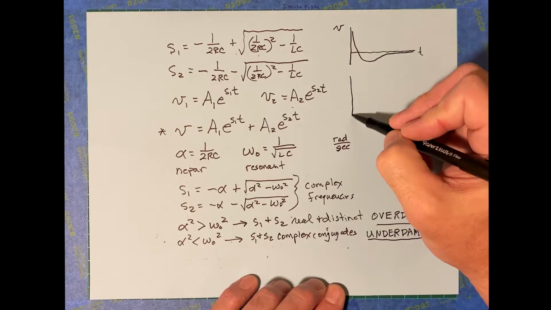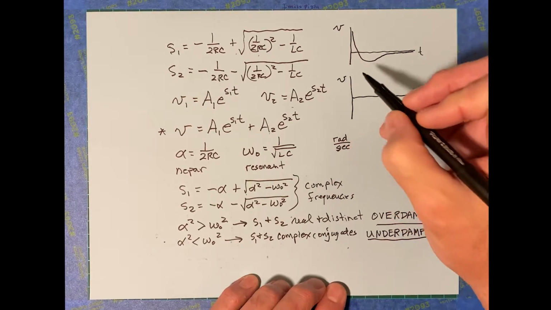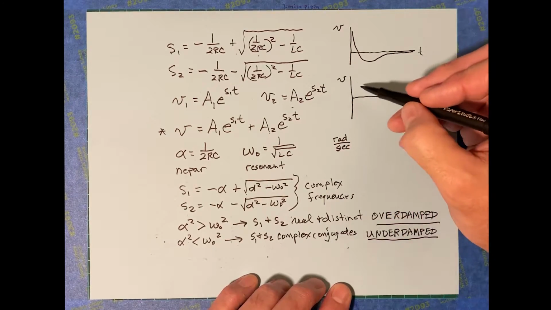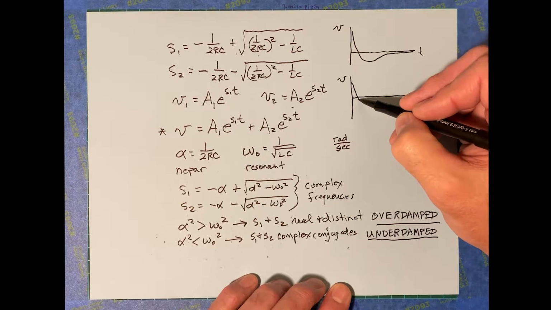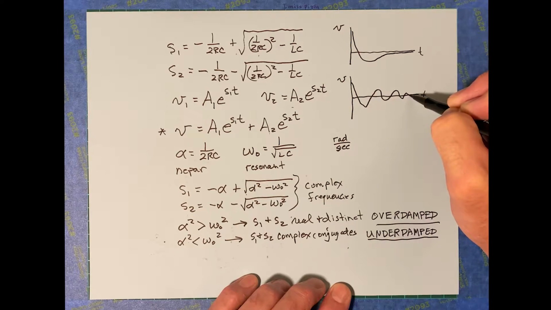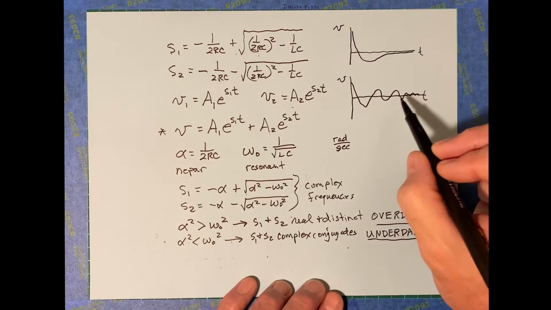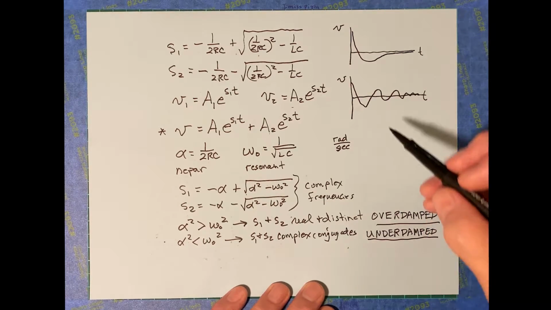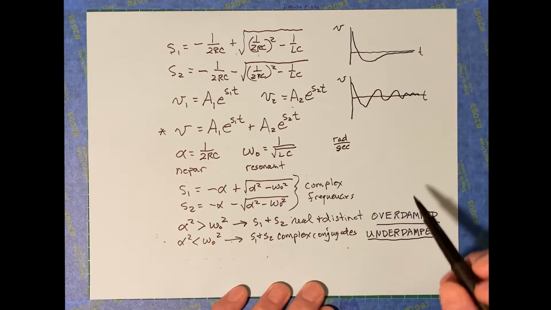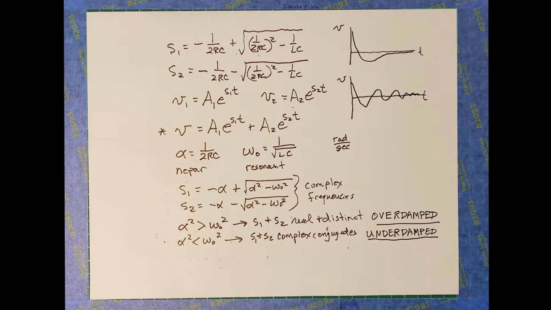For the underdamped case, the voltage versus time is going to look something like this. It's going to start up here and it's going to oscillate, oscillate, oscillate, but the oscillations get smaller and smaller, and in the limit they reach zero as well. So that is the underdamped case. It continues to oscillate, but it eventually zeroes out.